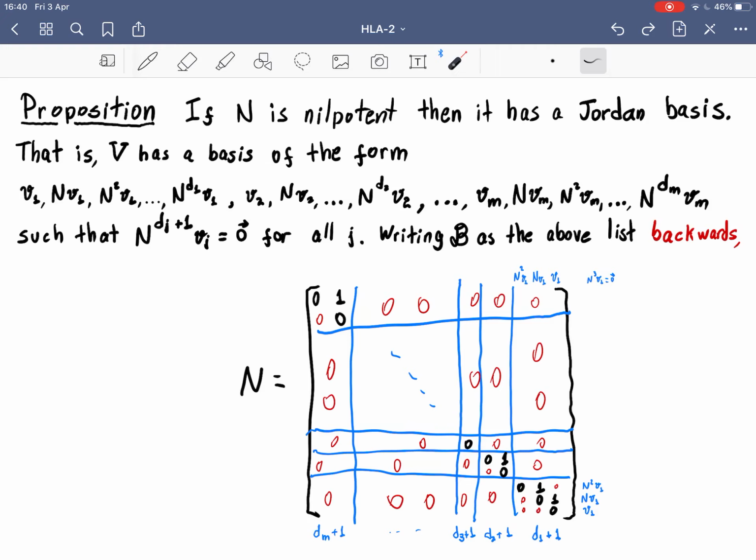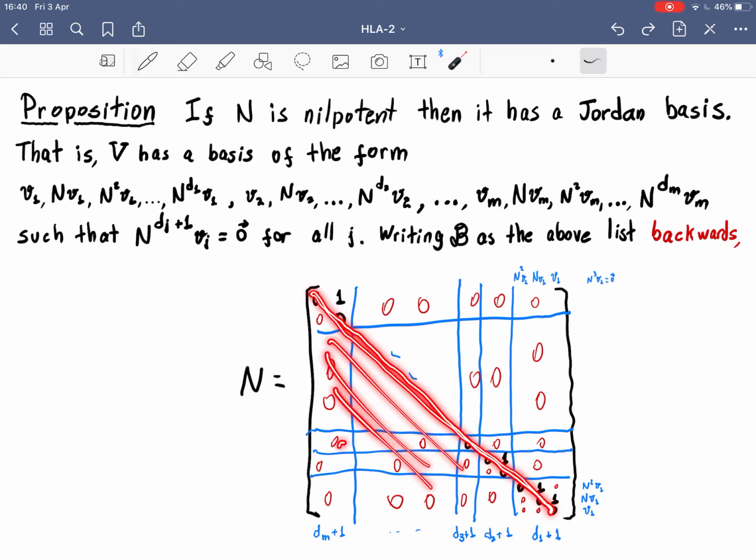If you have a nilpotent operator, you have a Jordan basis. And so what does a Jordan basis of a nilpotent operator look like? What's the Jordan matrix, or what's the matrix of that operator with respect to that basis? Well, it just is the same as what we saw before, except that the eigenvalues are all equal to 0. So on the diagonal we have 0.